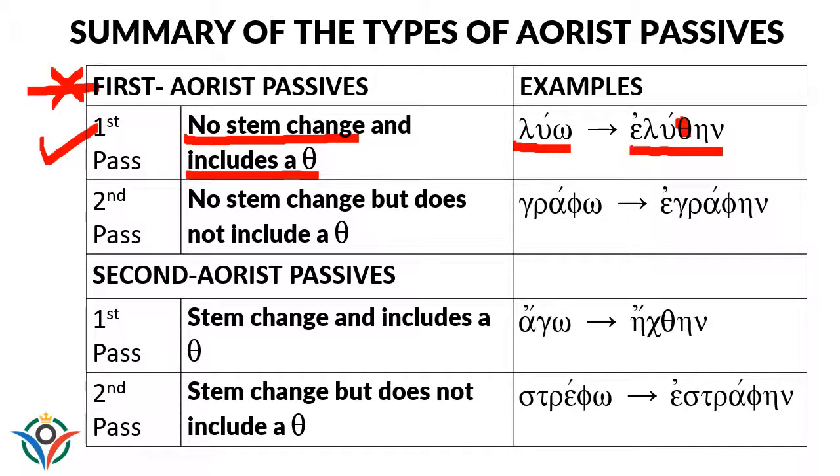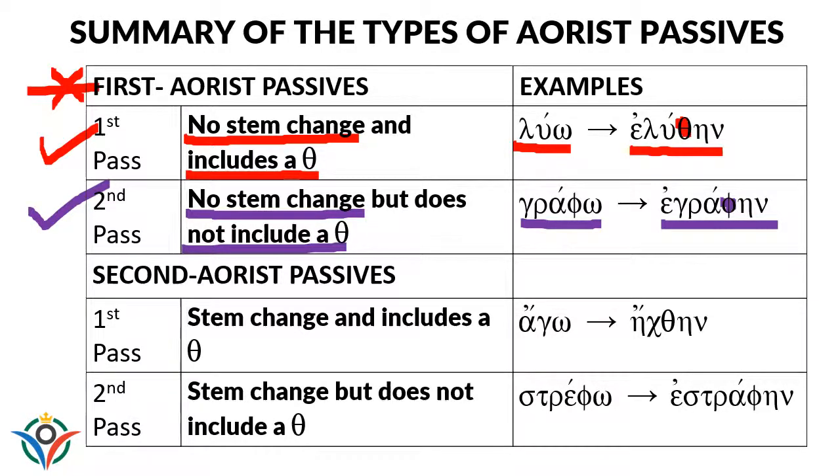Then the first aorist second passive. There is no stem change, but it does not include a theta. So here's an example. We have grapho, and that becomes egraphēn. Right, so no stem change, and the theta is now replaced by the phi. Right, so that's what we've been learning in lesson 15 and also in this lesson.